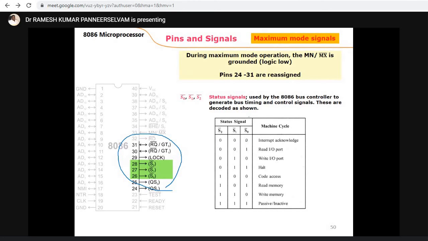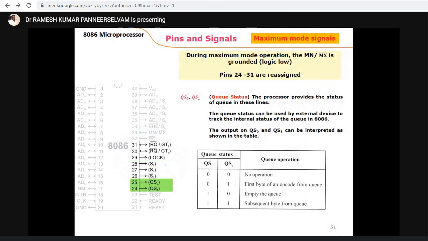When all three are 0, the processor is acknowledging an interrupt. When it is 001, it is performing an input read operation. When it is 010, it is a write operation. When 011, it is a halt operation. When it is 100, code access. 101, read the memory. 110, write onto the memory. When it is all 1, it is in the inactive, passive state. So these three signals, pins 26 to 28, indicate the status of your 8086 microprocessor.